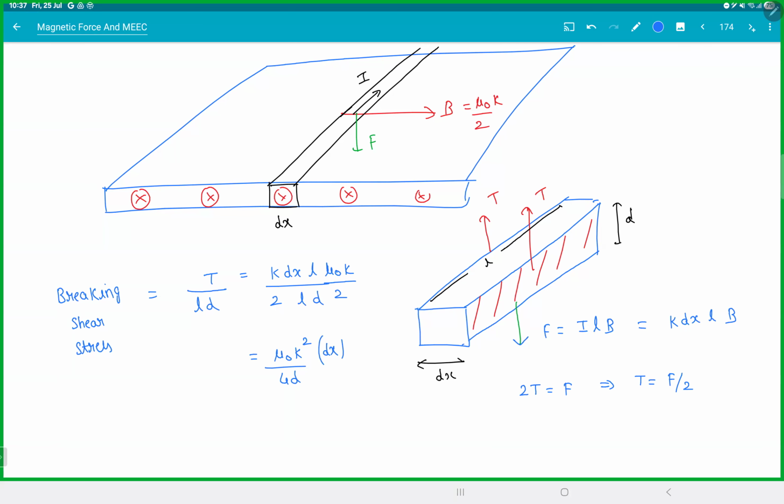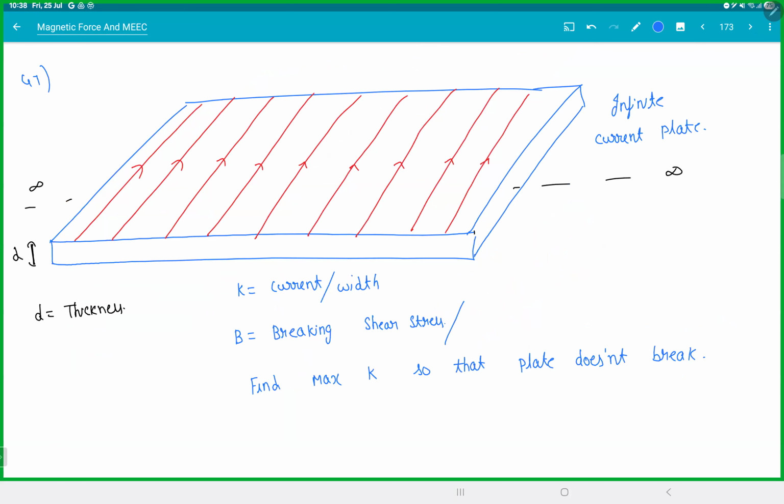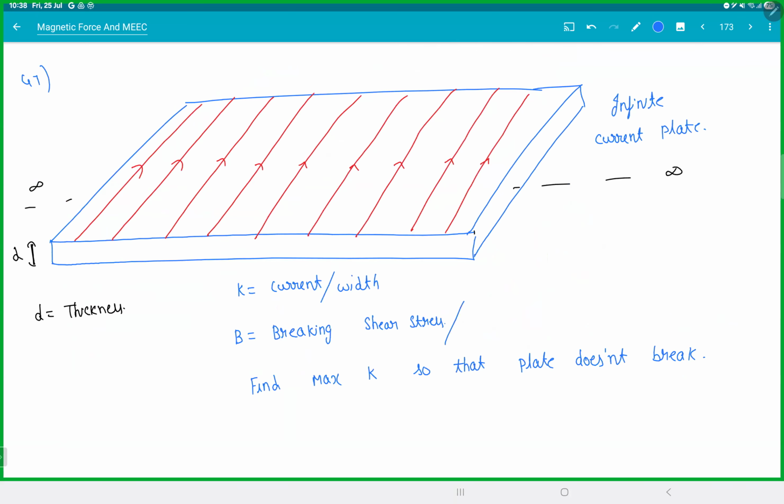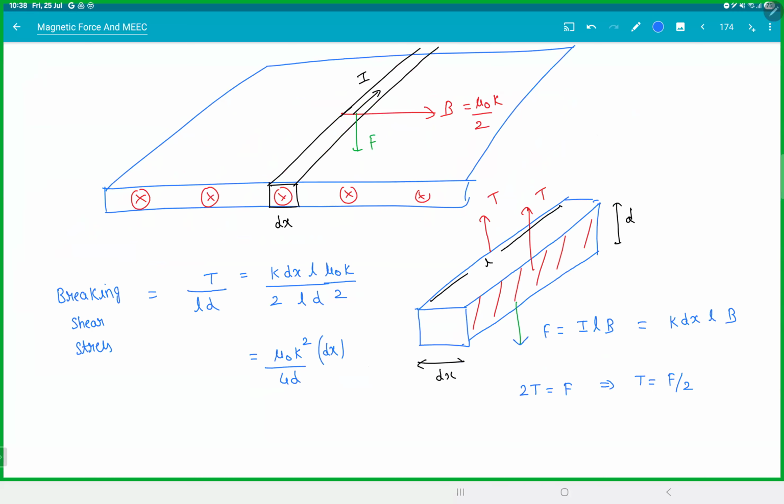I should have given this as breaking stress per unit width. I need to change that data point there. Breaking stress per unit width. Then that side also will get a dx. This will cancel off. Then we'll get the answer there.